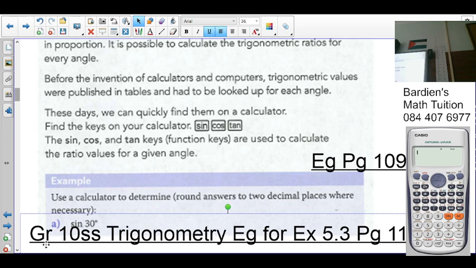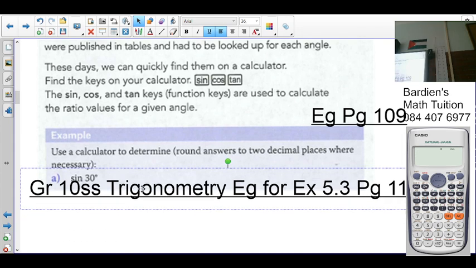Find the keys on the calculator. So you all see sin, cos, tan on your calculator. Yes. All right. The sin, cos, and tan function keys are used to calculate the ratio values for the given angles. Okay, so let's carry on here.